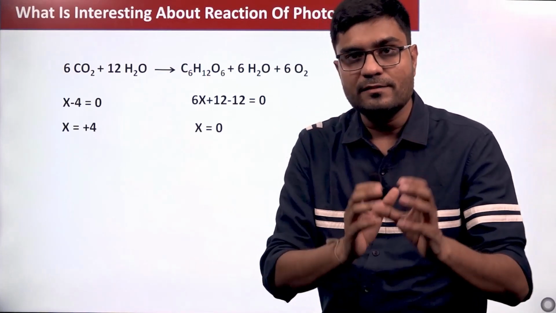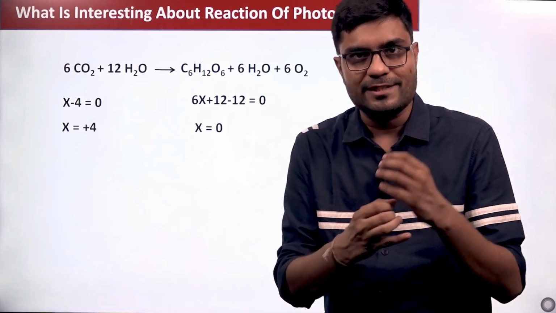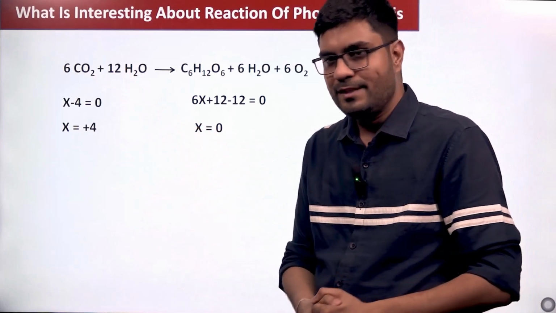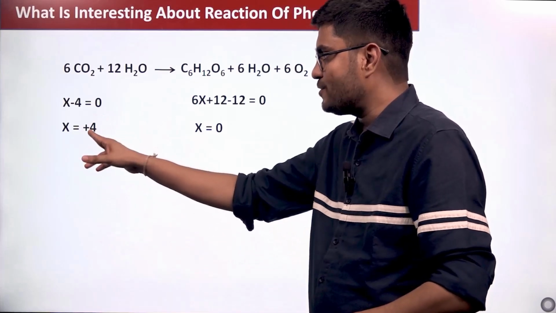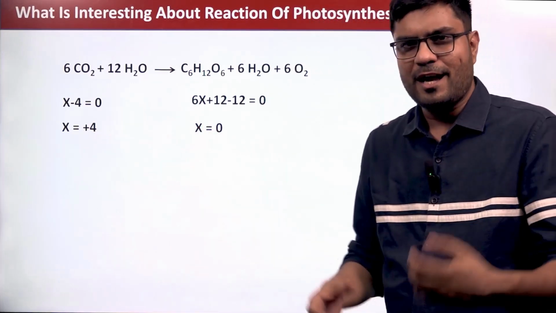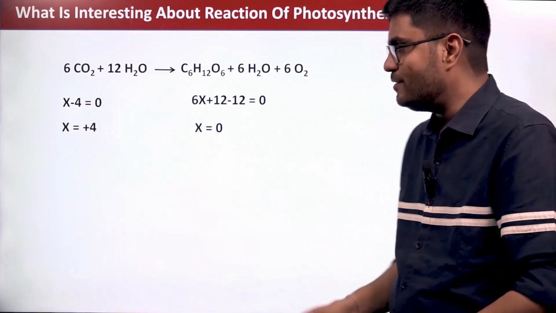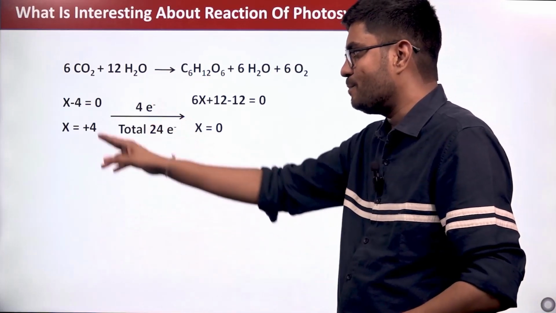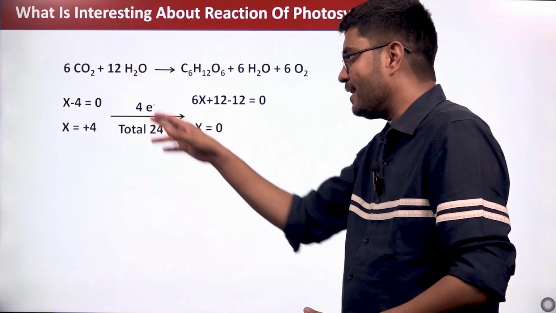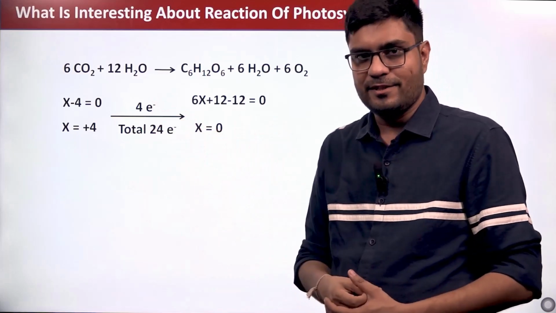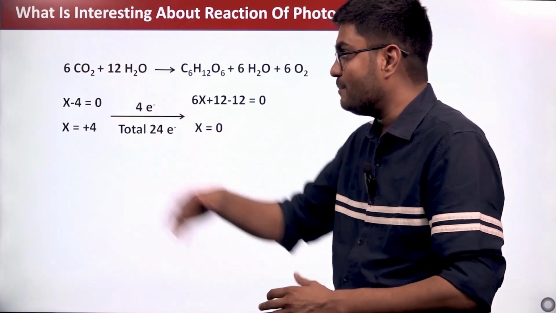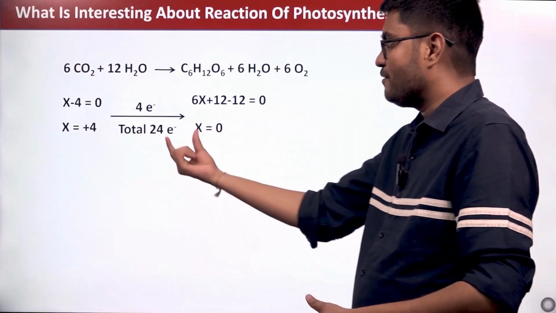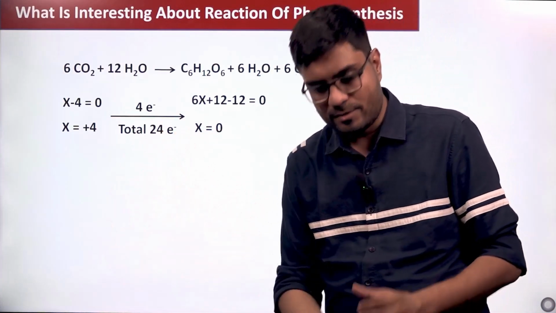So logically, photosynthesis is a process where the oxidation number of carbon is changing from plus 4 to 0. Then how do we reach from plus 4 to 0? The answer is simple, by gaining 4 electrons. So positive 4, negative 4, resultant is 0. Now since there are 6 carbons undergoing this process, we will require 24 electrons.